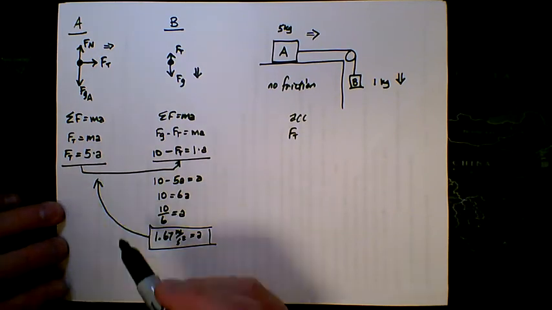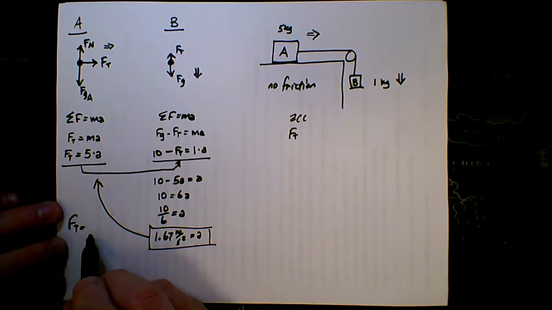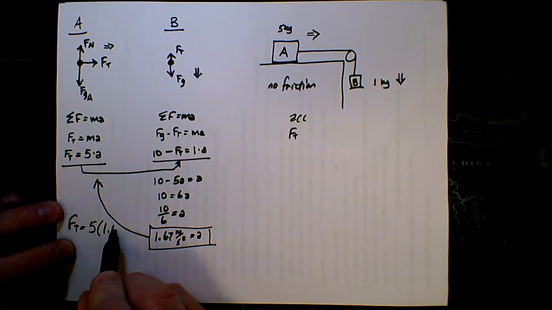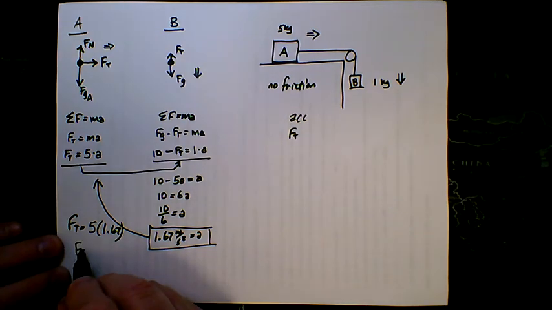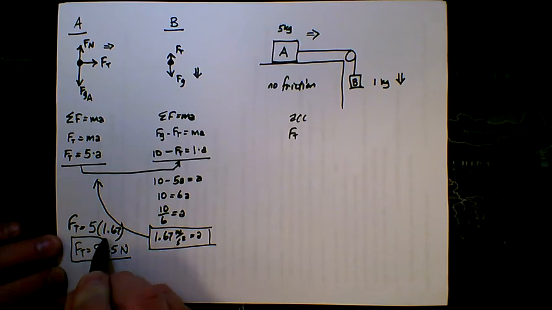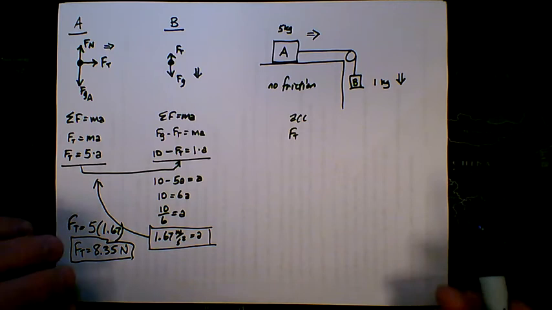I'm going to take this and plug it back up here. The tension is equal to 5 times A, so the tension in the string is equal to 5 times 1.67. So I multiply that out, and I get 8.35. Tension force, 8.35 newtons. That is the two-system approach to solving a multi-object system like this.